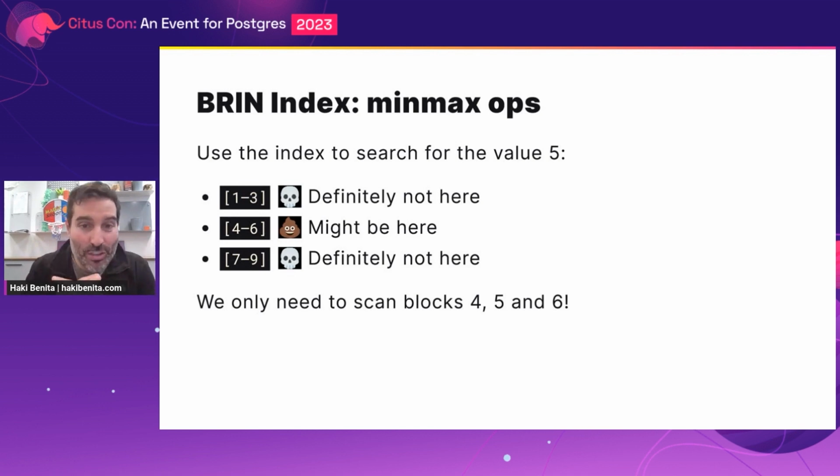Say that we want to search for the value 5 in our BRIN index. We look at the first range, 1 through 3. We know that 5 is definitely not inside this range, so we can skip these rows. The second range, 4 through 6, 5 might be here. Notice that I'm saying might be here, not necessarily here. And finally, 7 through 9, definitely not here. So now using the index, we know that we only need to scan blocks 4, 5, and 6, and we don't need to scan blocks 1, 2, 3, and 7, 8, 9. So this is how a BRIN index works with the min-max ops.